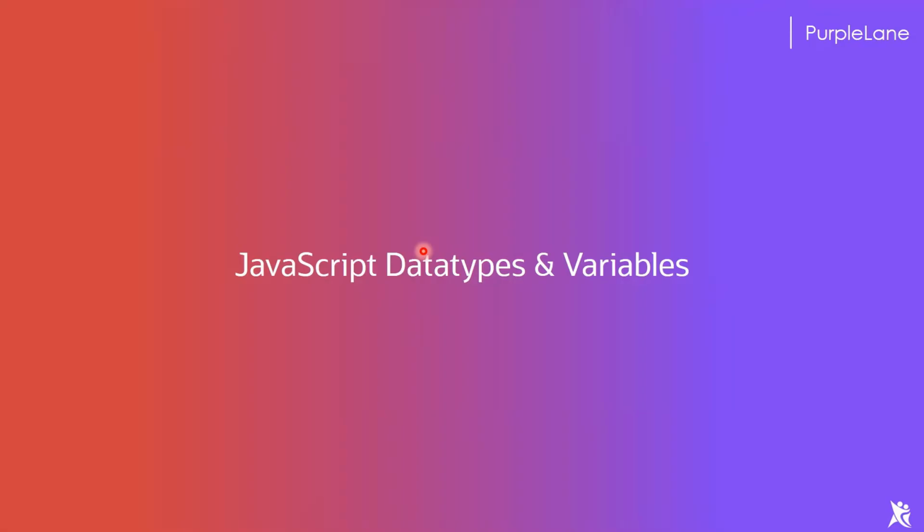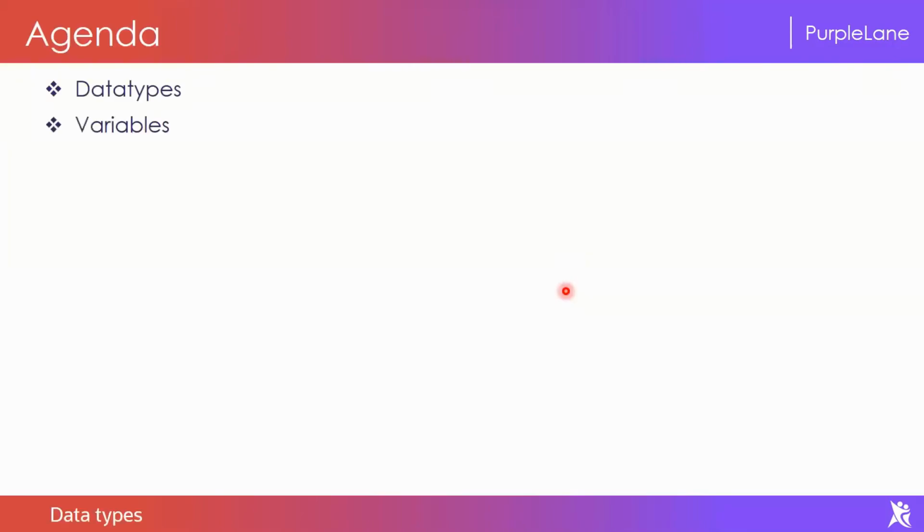Hello everyone, welcome back. In this tutorial, we are going to discuss one of the basic concepts of JavaScript, that is data types and variables. First we'll explore the data types and then variables with the help of examples, and then we'll understand one of the keywords of JavaScript, that is typeof.